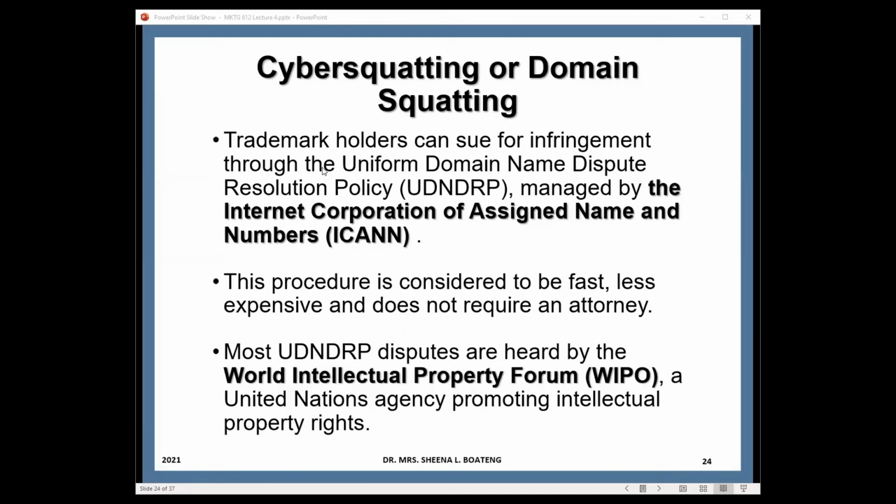And the reason why this system is so efficient for people who wish to get their domain names back is that the procedure is very fast and less expensive. That can be largely attributed to the fact that you do not require an attorney to initiate or go through the process, right? And once you initiate the process, the disputes are heard by a number of international organizations that have the power to ensure that you get restitution, including the World Intellectual Property Organization, which is one of the arms of the United Nations that helps individuals and organizations protect their intellectual property, right?